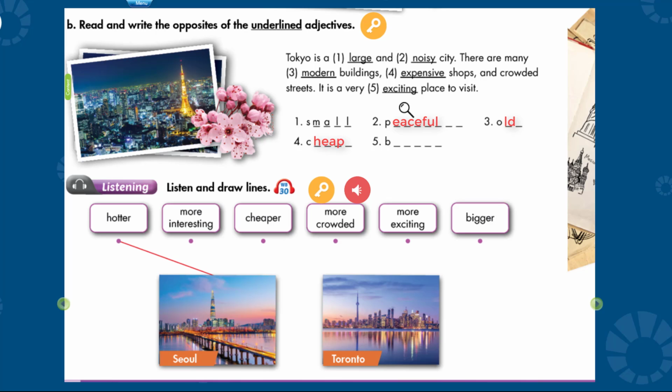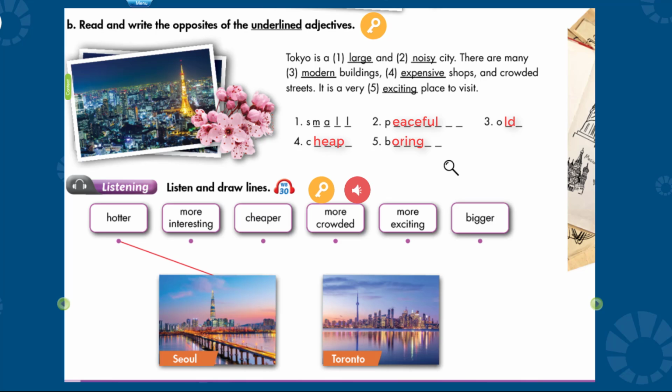So the opposite of exciting is boring, right? Boring. Exciting là thú vị, right? Thú vị hay là exciting là thú vị. Và từ trái nghĩa của nó sẽ là boring, là nhàm chán, right? Boring. So number 5 is boring. Very good.